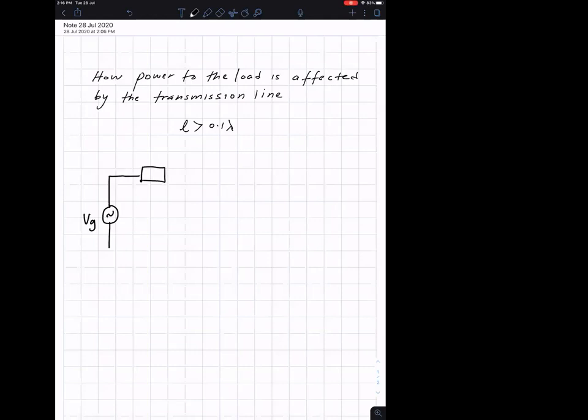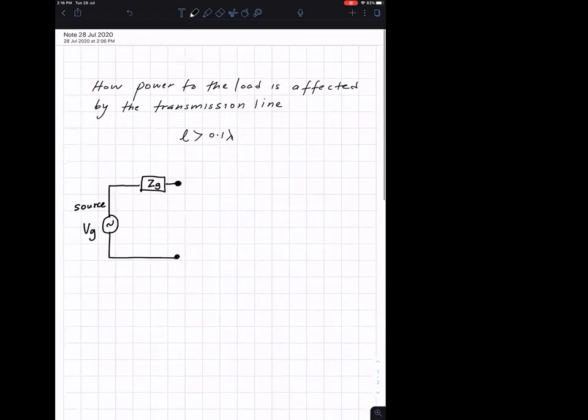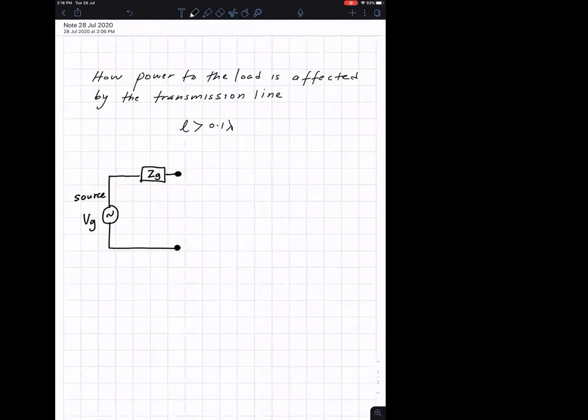The generator has a source impedance. The G stands for generator, or you also can say source, for RF or microwave signal. And this source is connected to a transmission line. The transmission line now is connected to the load.